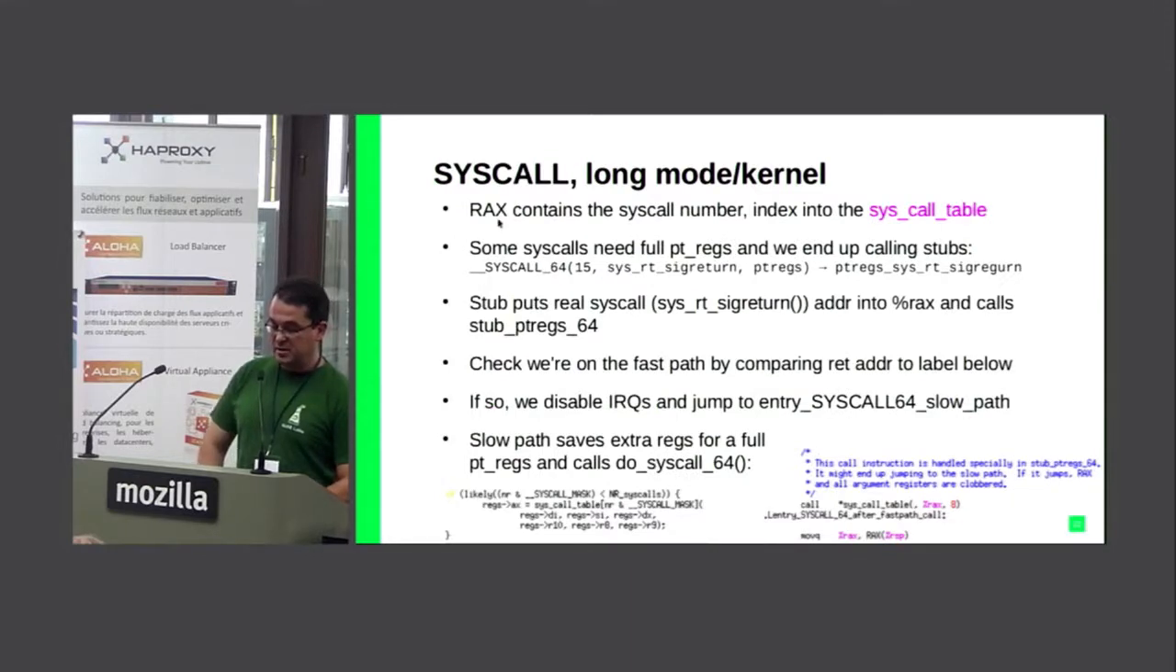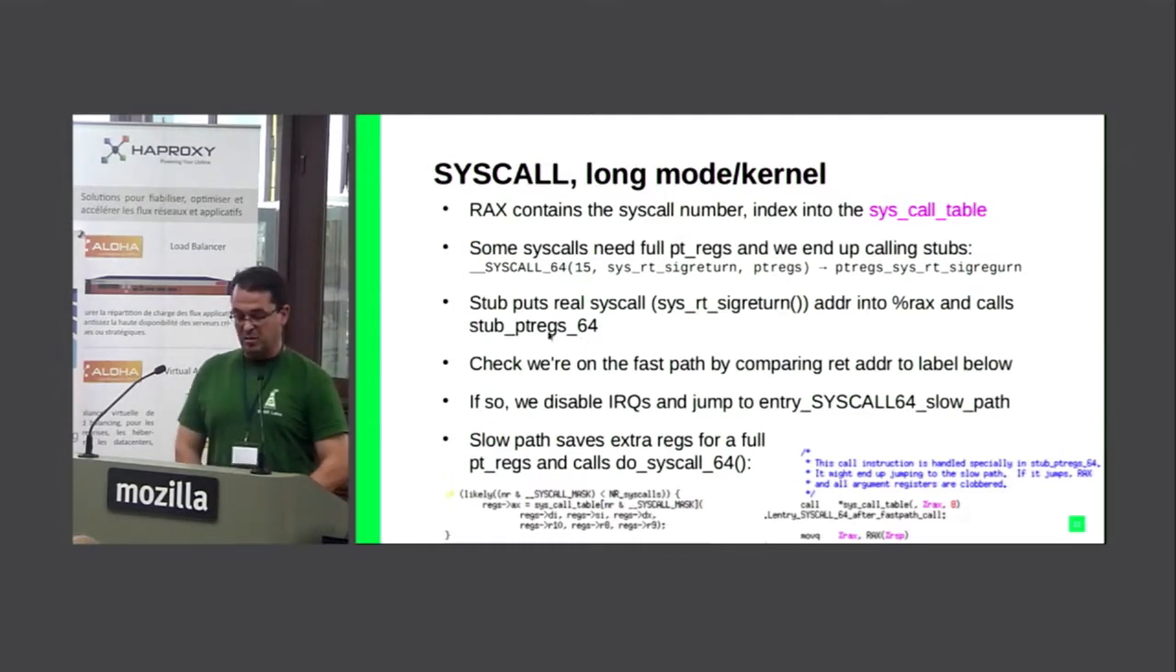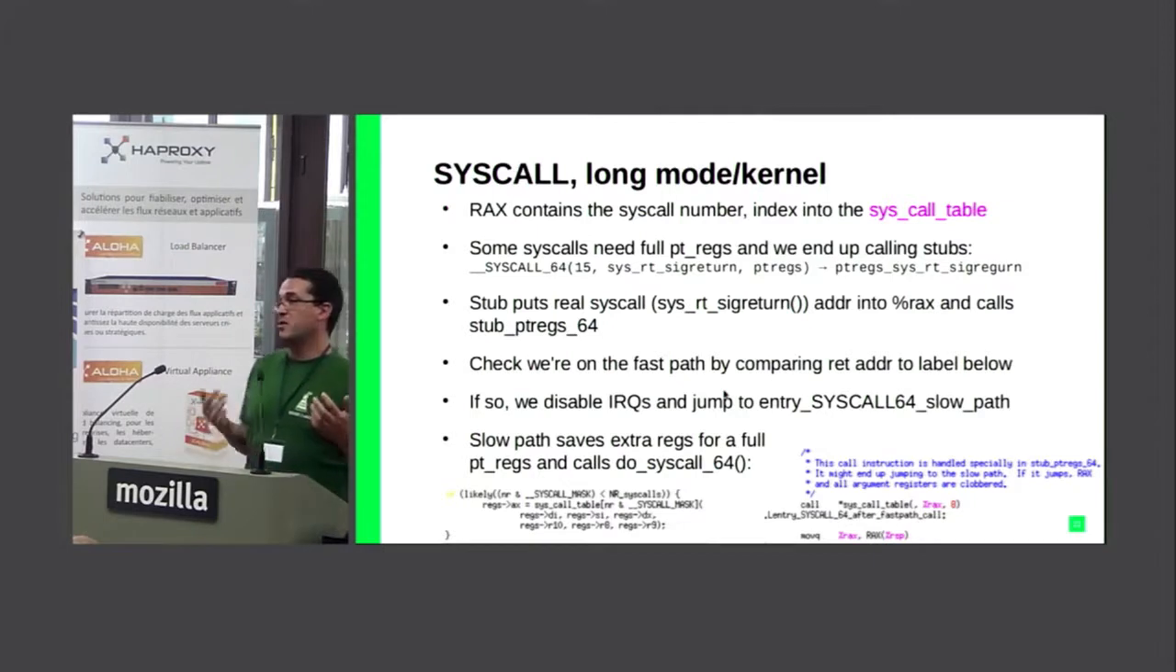Okay, so RAX contains the syscall number, and we index with RAX into the syscall table, which is produced at build time. And we go and do this syscall table, RAX, and offset by 8. But some of the syscalls need all registers, full PTREGS. So what we do there, we just call a stub, and the stub is stub_ptregs_64, and the stub checks whether we were on a fastpath. So were we executing a fastpath syscall?